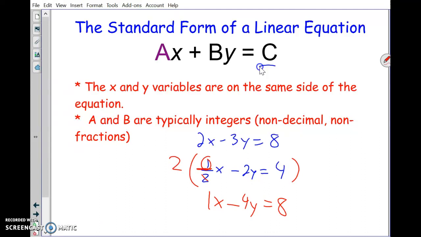Okay, so standard form has to have, like this bottom example here, no decimals and no fractions in it. So if you want to copy down standard form quick, you could pause the video.